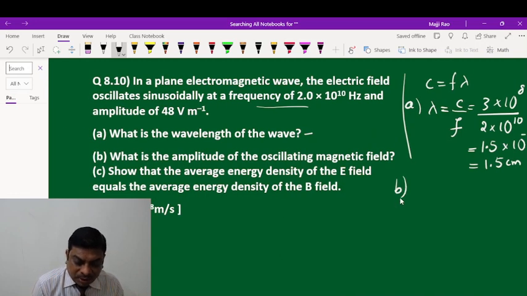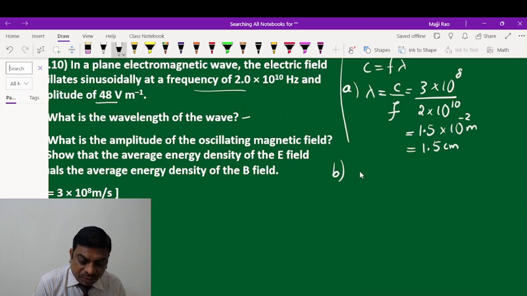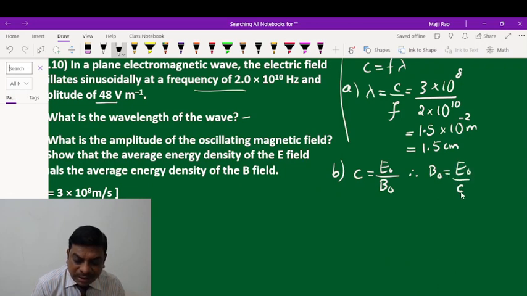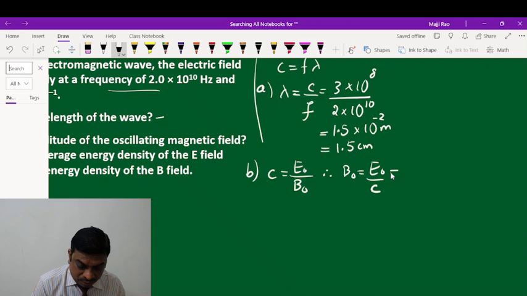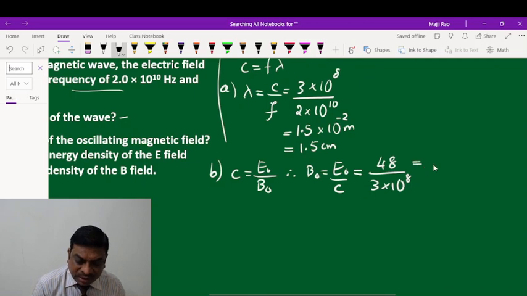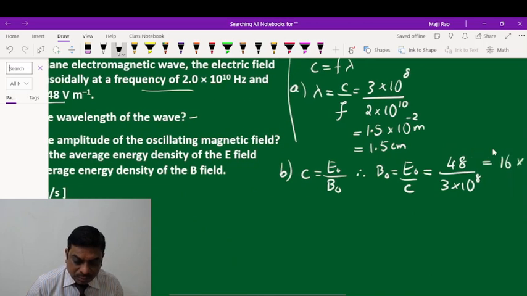Then coming to B part, what is the amplitude of the oscillating magnetic field? So if you know the amplitude of electric field, you can find the amplitude of oscillating magnetic field from this equation. C is equal to E naught upon B naught. Therefore, B naught will be E naught by C. E naught is 48, C is 3 into 10 power 8 meters per second. So 48 by 3 is 16. So 16 into 10 power minus 8 Tesla.